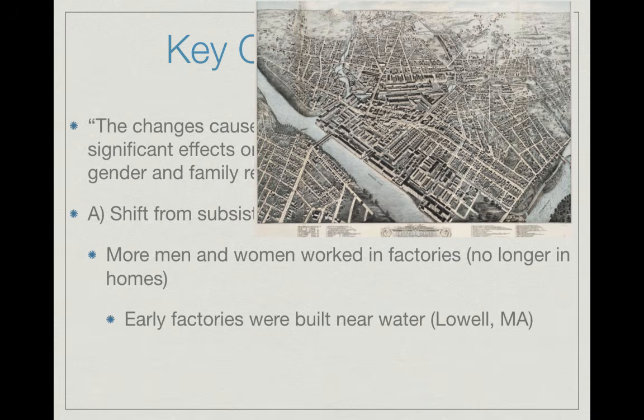And early factories were built near water. Here is Lowell, Massachusetts, which at one time was the second most powerful manufacturing city really in the entire world.